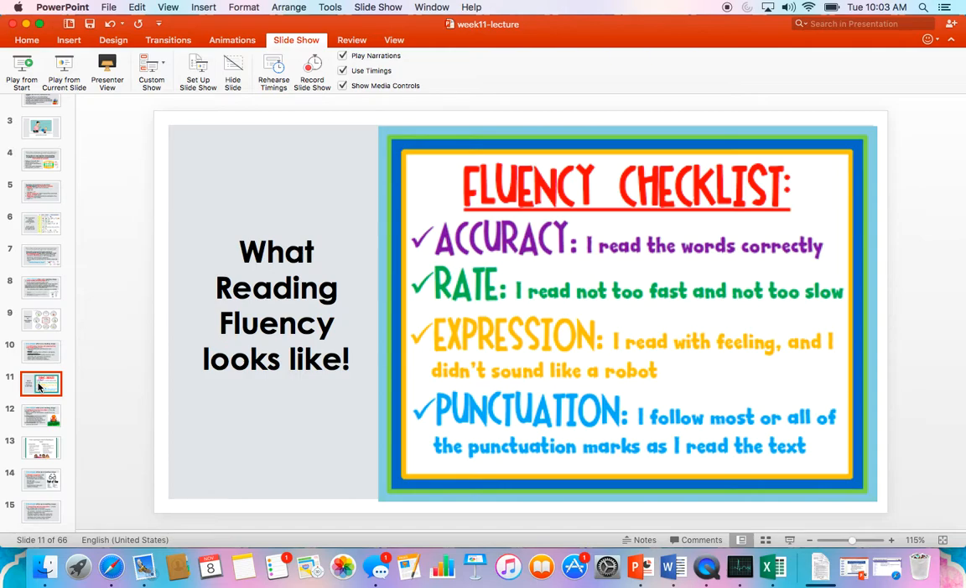So, what reading fluency looks like. Fluency checklist. Accuracy, I read the words correctly. Rate, I read not too fast, not too slow. Expression, I can read with feeling and I don't sound like a robot. Punctuation, I follow most or all of the punctuation marks as I read the text. So this includes things like questions or exclamation points, just reading with more feeling.